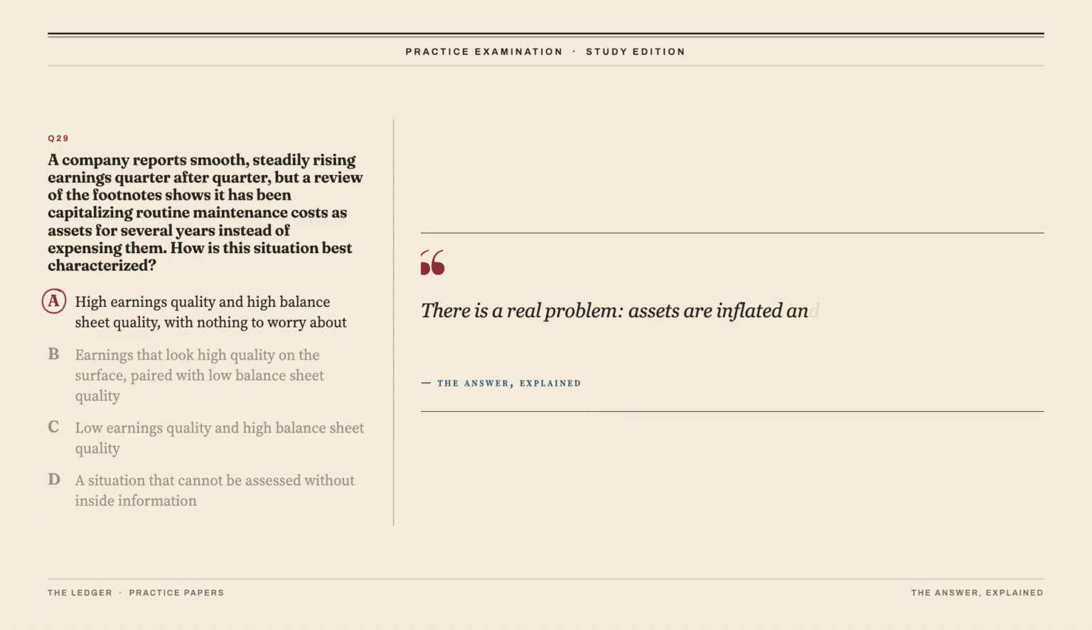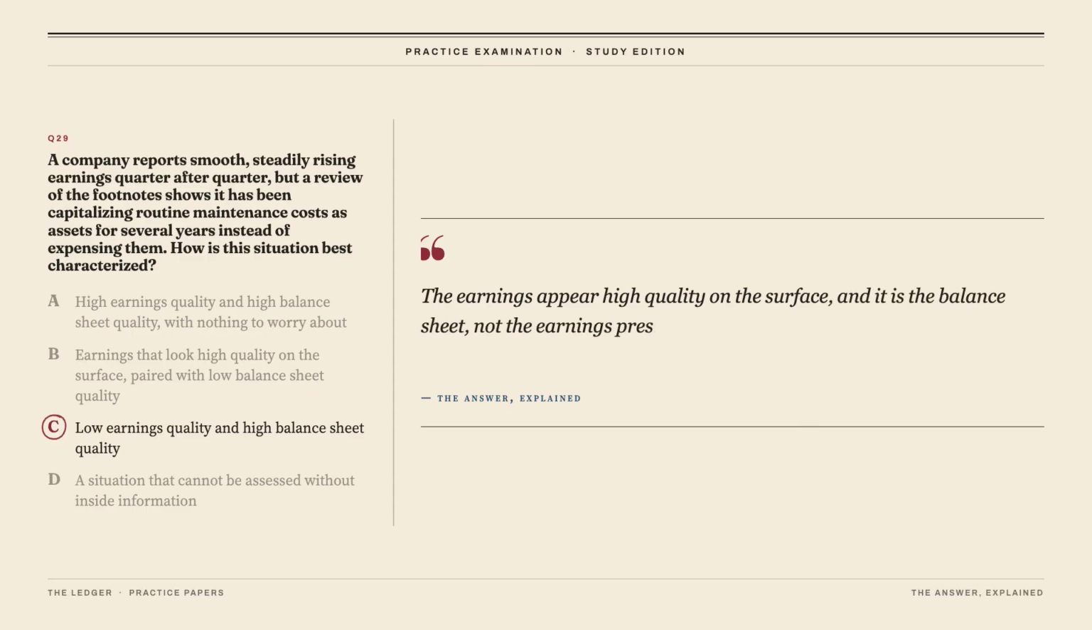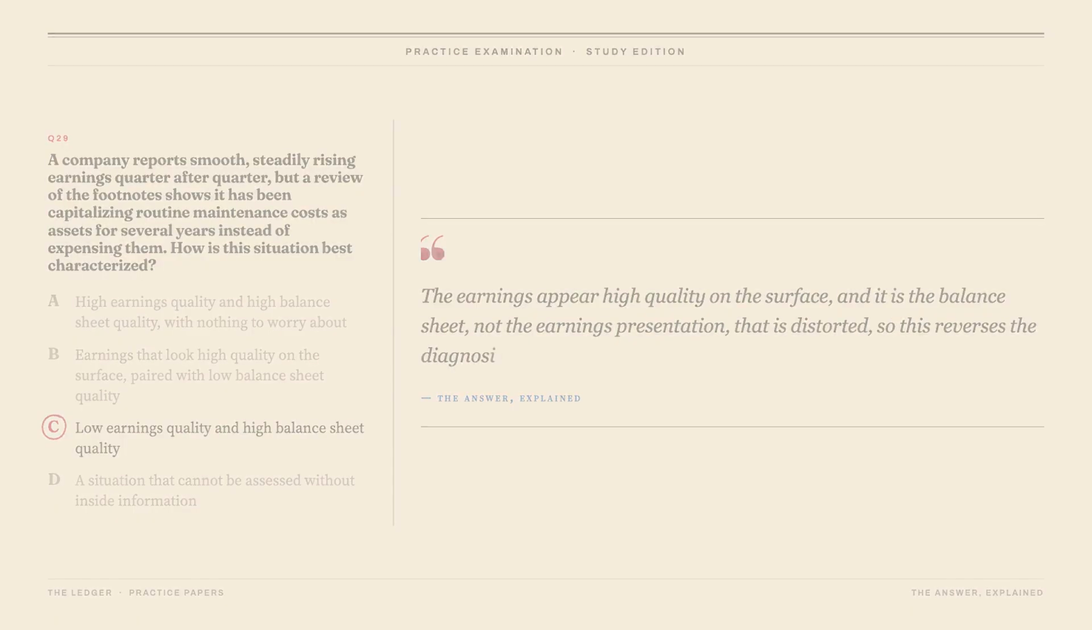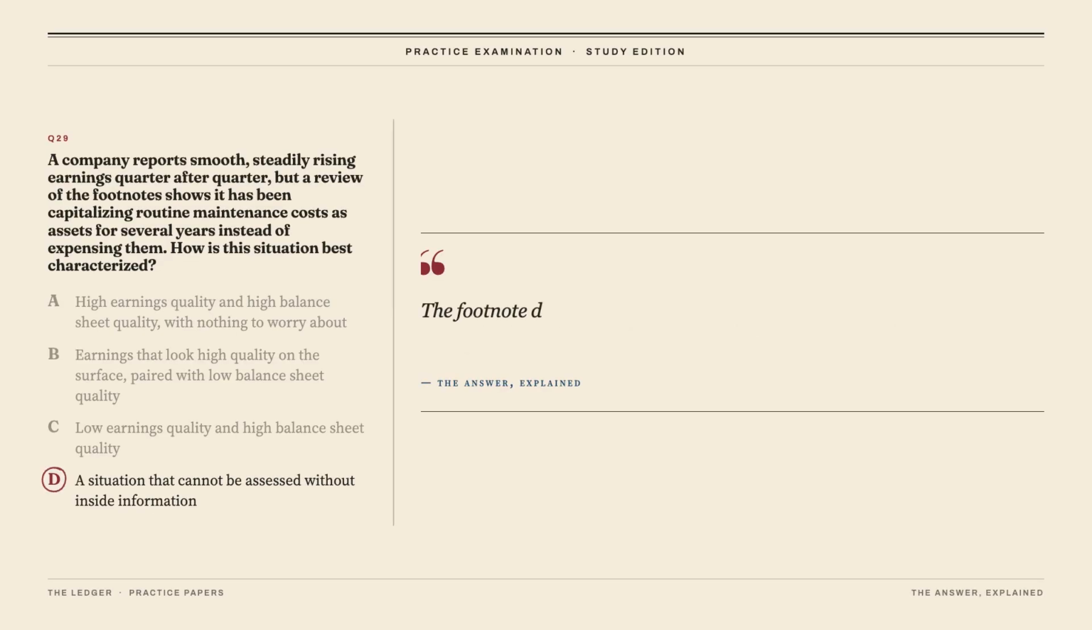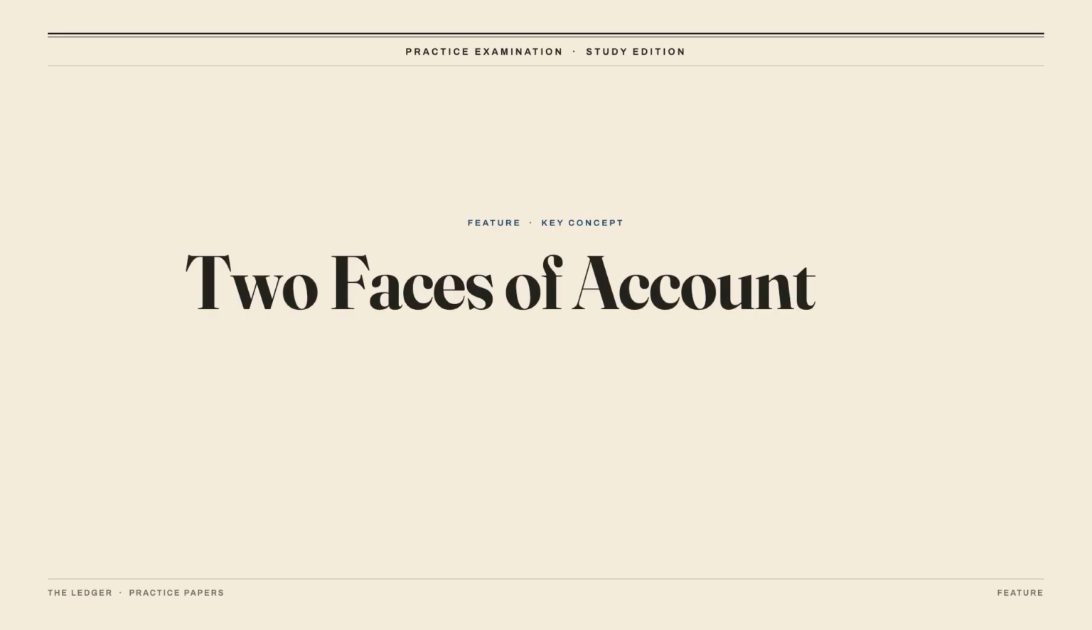Assets are inflated and expenses are deferred, so the situation is not free of concern. C is wrong because the earnings appear high quality on the surface, and it is the balance sheet, not the earnings presentation, that is distorted. So this reverses the diagnosis. D is wrong because the footnote disclosure gives enough public information to identify the capitalization problem. Inside information is not required.